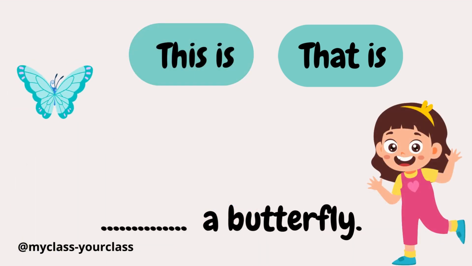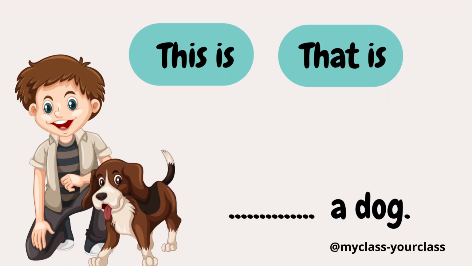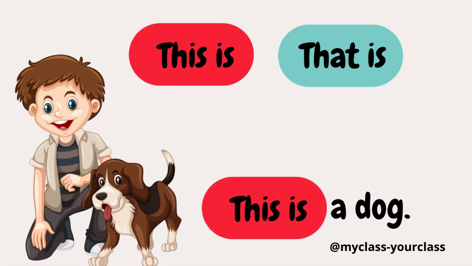This is a butterfly. Or, that is a butterfly. Great. That is a butterfly. This is a dog. Or, that is a dog. Good job. This is a dog.